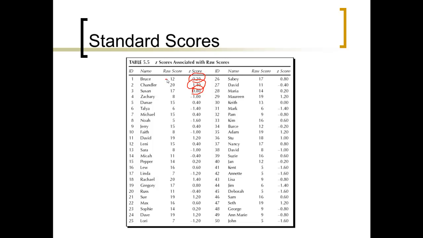Bruce got a 12. He missed 8. Susan just missed 3. And Chandler got them all right. Notice how he has a higher z-score than all these others do. Because this one's positive, this one's positive, this one's even further because it's negative. It's on the other side of the 0.